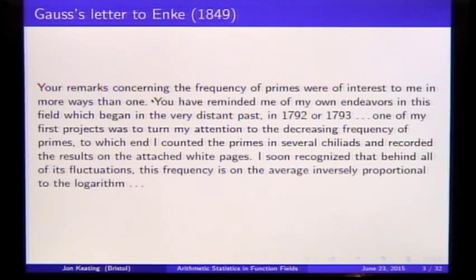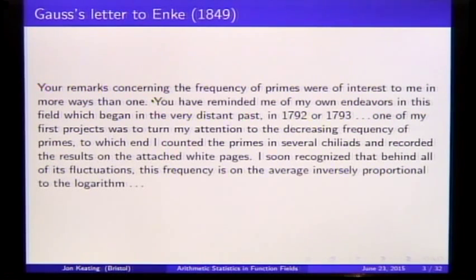And this is an extract from a famous letter that Gauss wrote to Encke, where he recalls that in about 1792 or 1793, that's when he was about 15 or 16 years old, his pastime was to count the primes in various intervals, and he was very specific about what he did in these numerical experiments. He counted the primes in several chiliads. A chiliad is 1,000 consecutive integers.